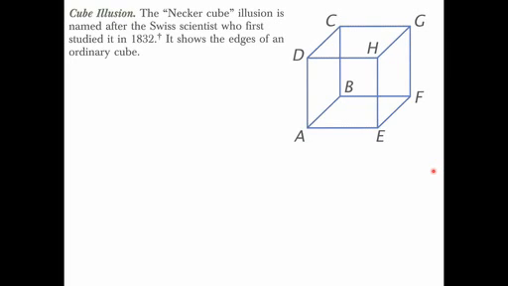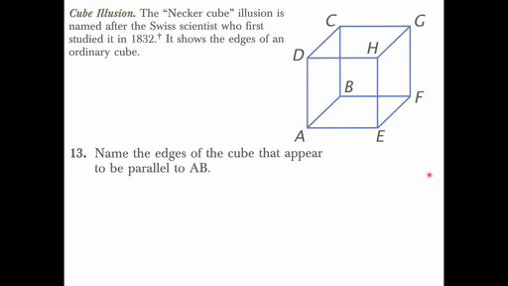A Necker cube, named after a Swiss guy, shows a cube drawn in 3D. And I've given a little help here. Which edges are parallel to AB? There's AB. Edges means more than one. Get as many as you can that are parallel to that, picturing that as a cube.